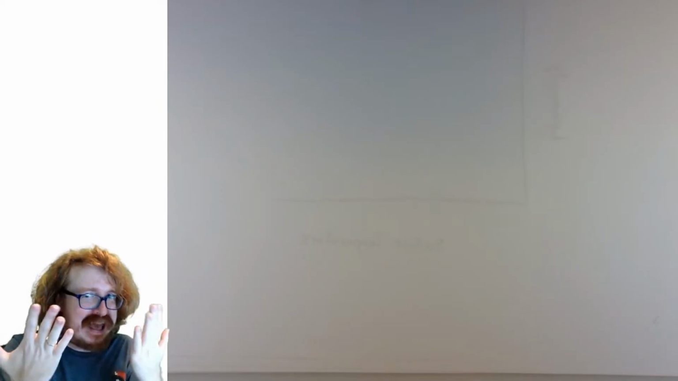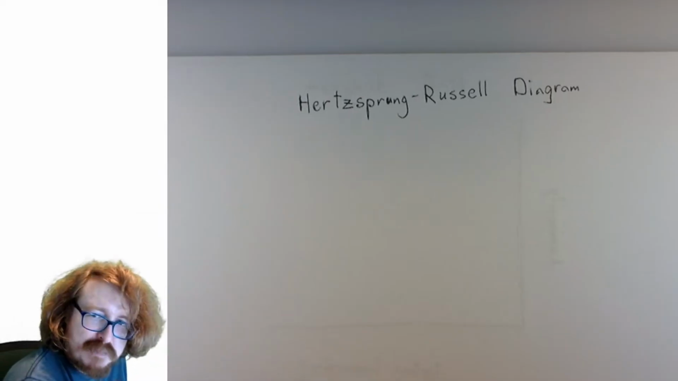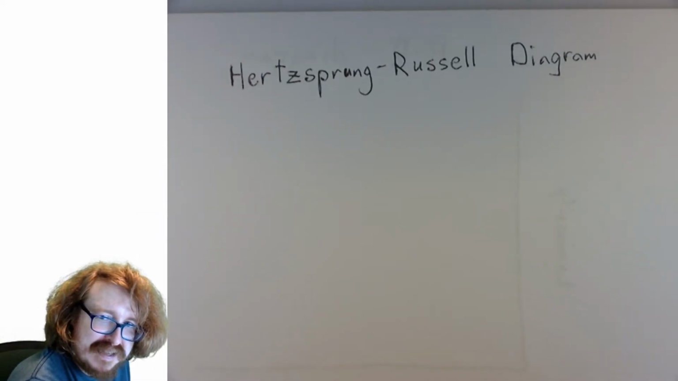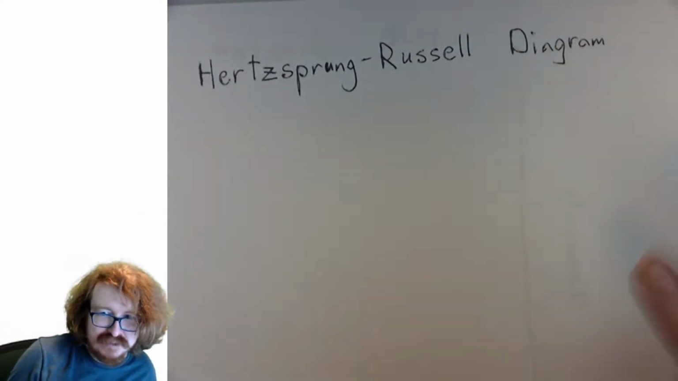Hertzsprung-Russell diagram. And you don't know how much I had to practice in order to say that right. And in case you want to know how to spell it, here we go. It's the Hertzsprung-Russell diagram. I even wrote this ahead of time because I did not trust myself to spell it correctly in real time. So here we go.